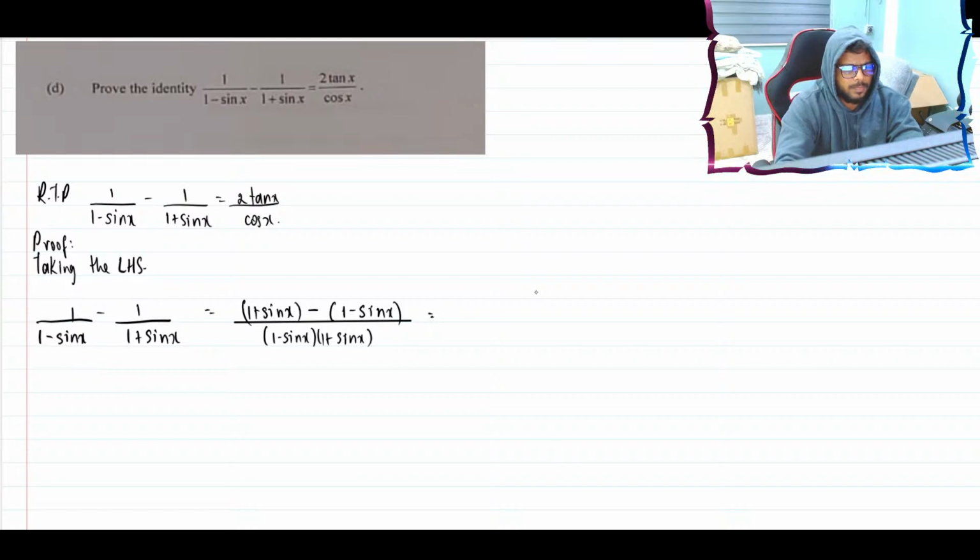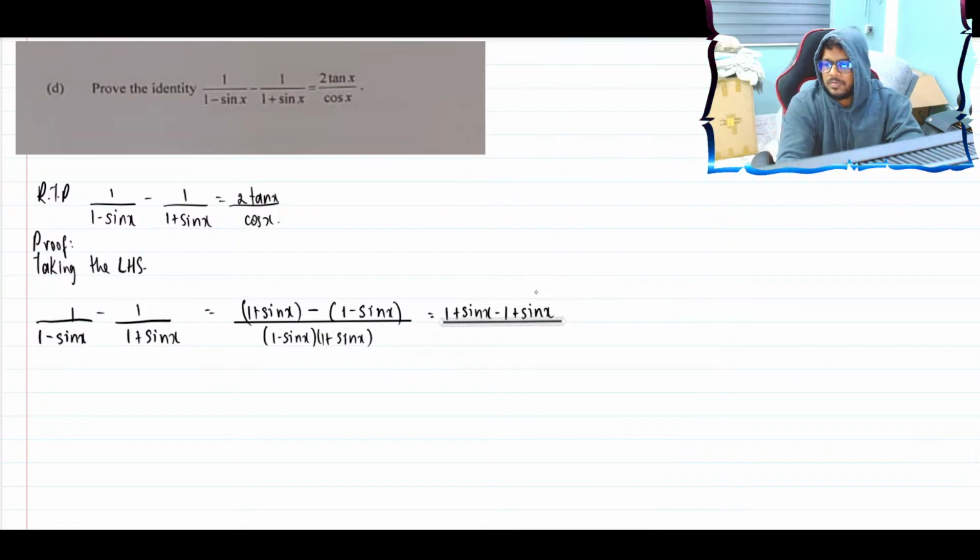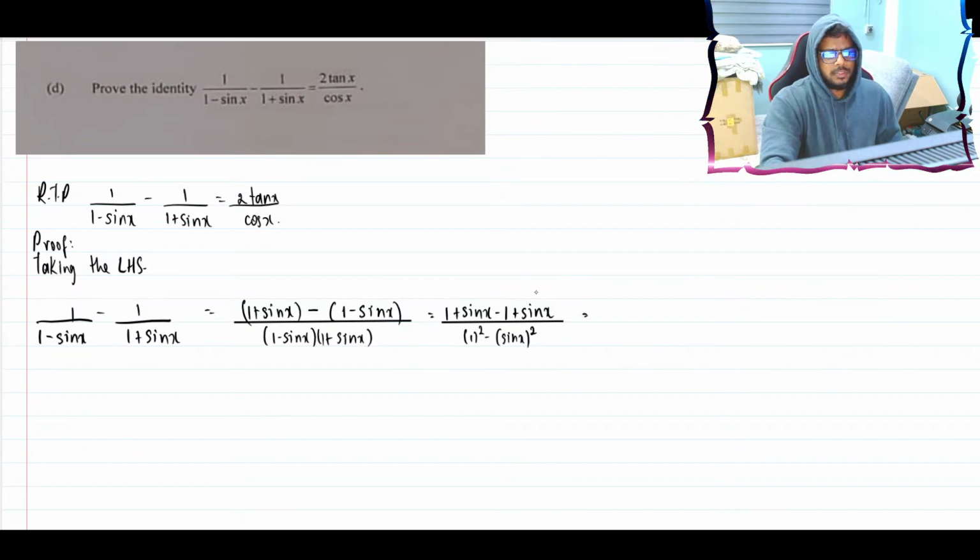Fix up the top. I get 1 plus sine x minus 1 plus sine x, divided by the below, which is a difference of 2 squares. If you wanted to expand out the denominator, you could have done so. But the denominator is going to work out to 1 squared minus sine x squared. That's a difference of 2 squares on the denominator. The numerator works out to be 2 sine x. The denominator works out to be 1 minus sine squared x.